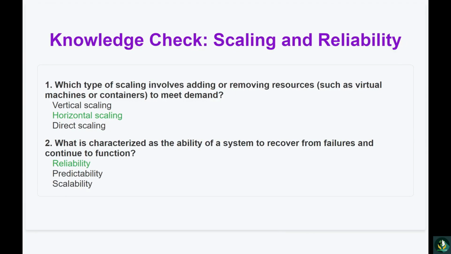Let's review the correct answers and provide some additional context for each question. Which type of scaling involves adding or removing resources, such as virtual machines or containers, to meet demand? Correct answer: horizontal scaling. Explanation: horizontal scaling, also known as scaling out, involves adding more instances of resources to your system to handle increased load. This could mean adding more virtual machines, containers, or other compute resources to distribute the workload.